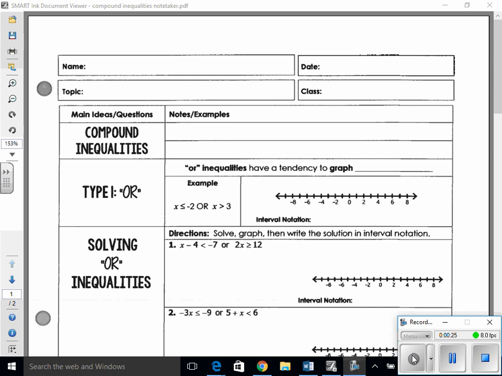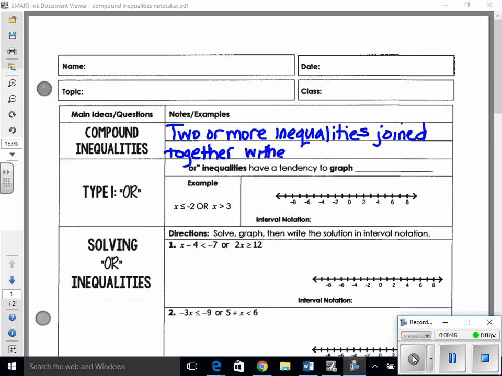All right, so compound inequalities are two or more inequalities joined together with the words "and" or "or." Those are the only two types of compound inequalities that we have. Right, so we're going to explore and take a look at examples and characteristics of each type.